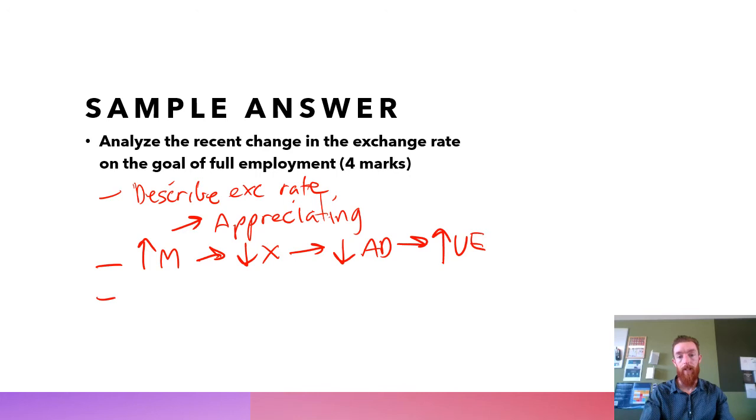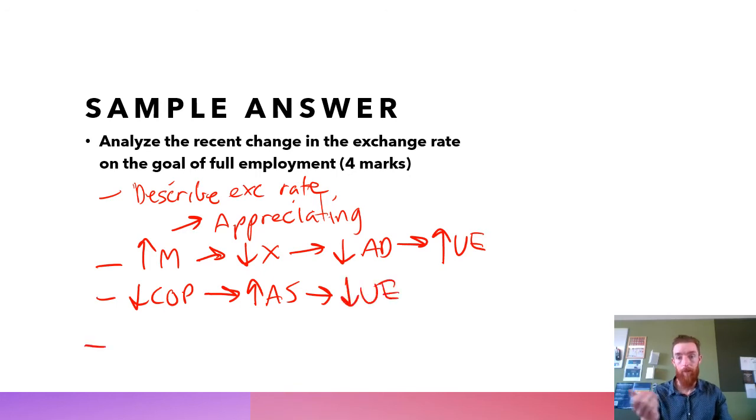Then for aggregate supply, it's going to lead to a decrease in cost of production for businesses who use imports as factors of production, which is going to increase aggregate supply. If aggregate supply increases, businesses are going to be more willing and able to produce. And that's going to mean that they may employ more workers and decrease unemployment overall.